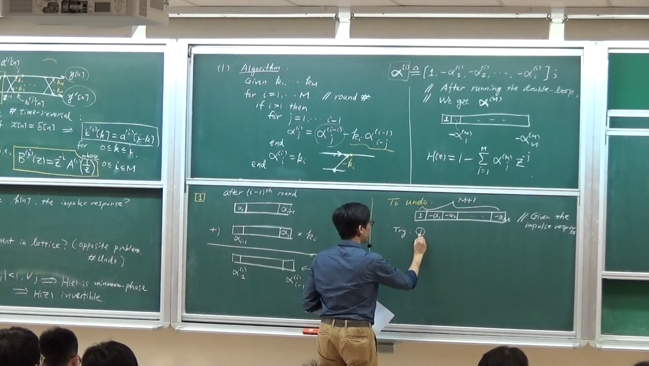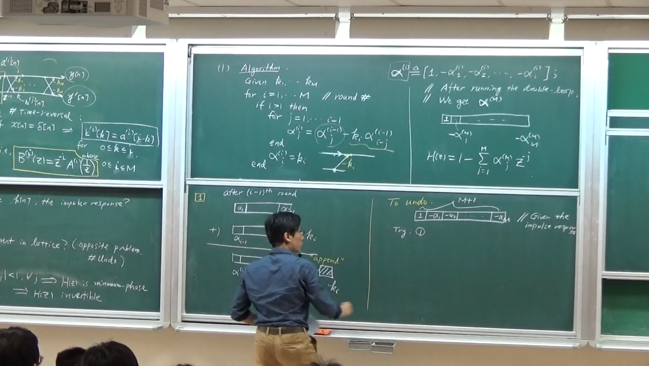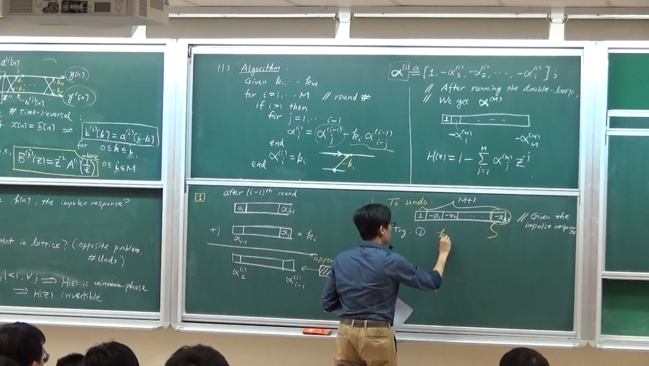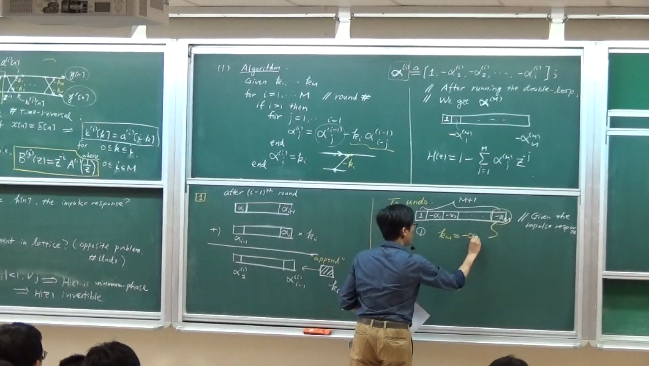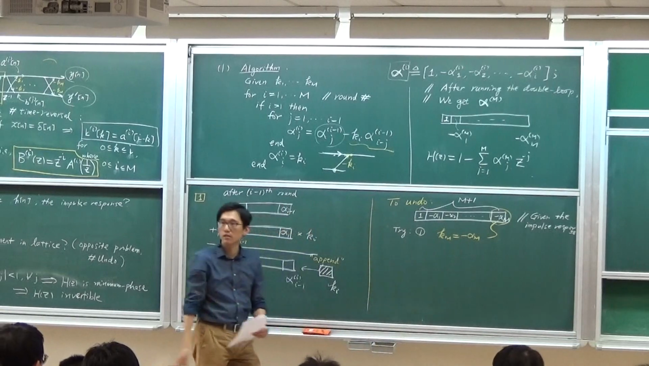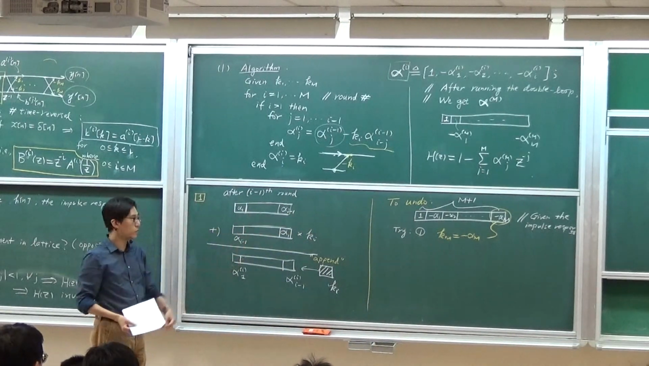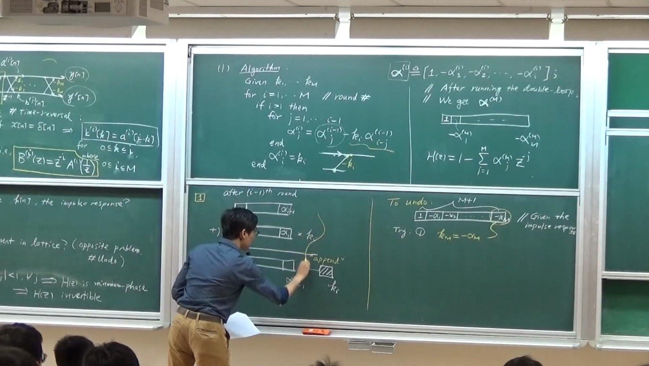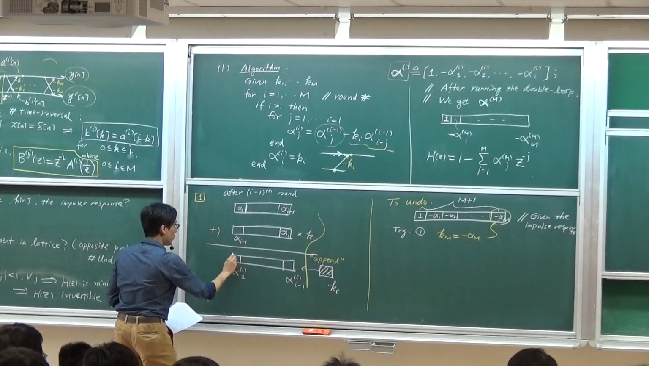Try first. Okay, I'm just going to draw a picture. First is just to remove this. I will say Kn is exactly minus alpha n. There might be a plus sign, I'm not sure. So that's kind of the first step. I agree with it. The first step is to remove this thing here. Okay? So now we are back to here.